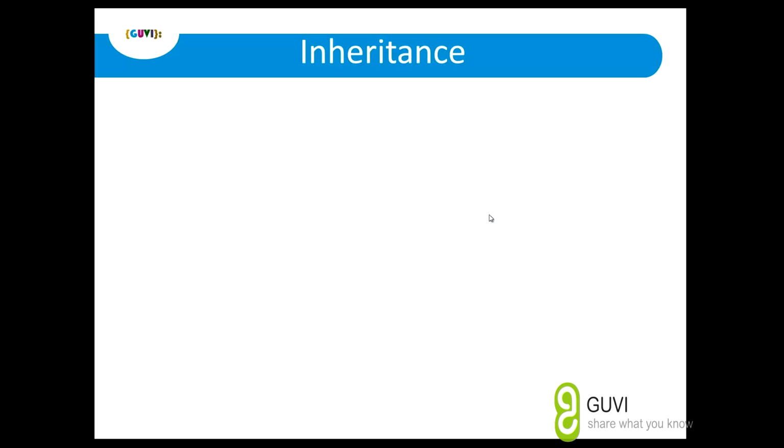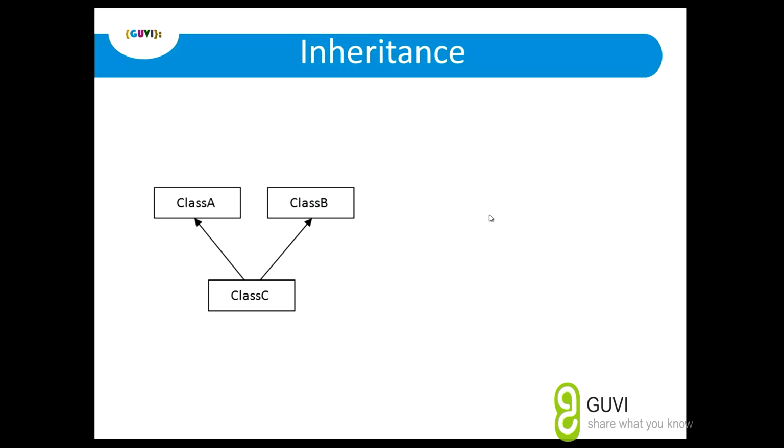Okay, and next if you look at this, it is called multiple inheritance, which is not directly allowed in Java. Multiple because a single class is trying to inherit from multiple parent classes. That is why multiple inheritance.